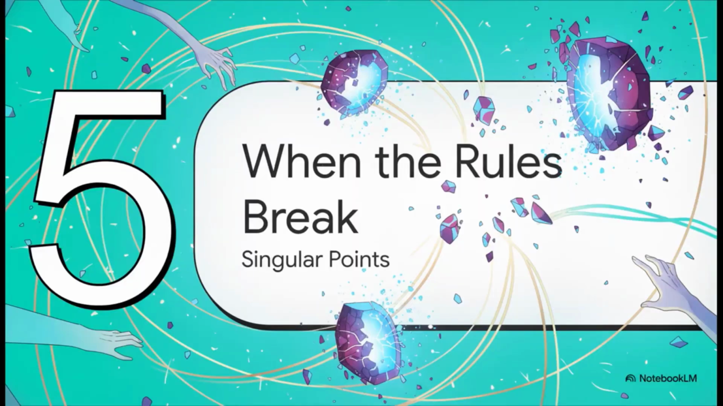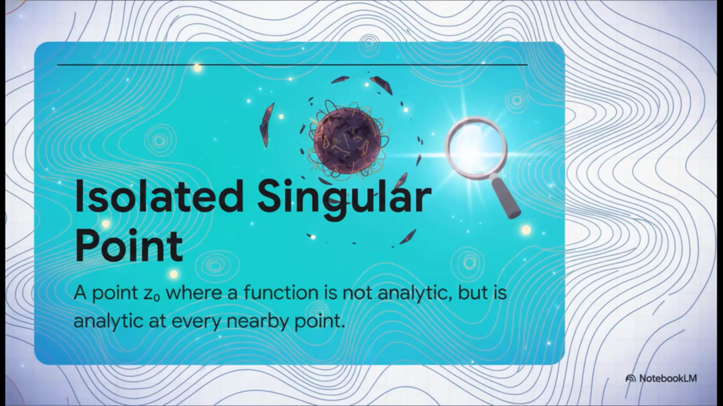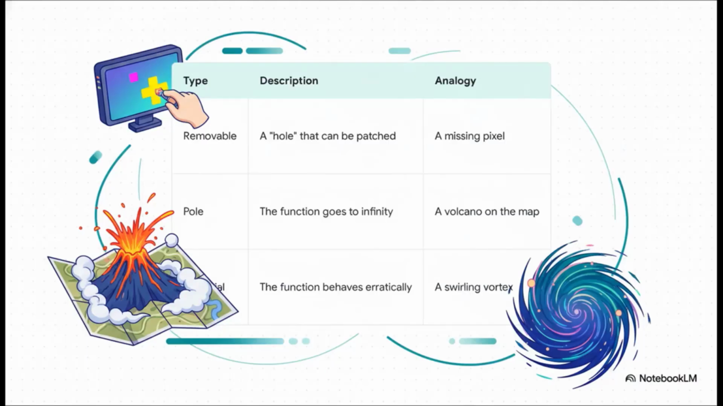Of course, these beautiful, elegant rules all depend on our function being well-behaved. But what happens when it isn't? What happens when our perfect map has these weird spots where the rules just break down? Well, we call those singular points. Specifically, we're interested in what are called isolated singular points. You can think of it like a single lone point of misbehavior in an otherwise perfectly smooth landscape. It's like an island of chaos where our function goes haywire, but it's surrounded by a calm sea where everything is fine. And these little islands of chaos come in three main flavors.